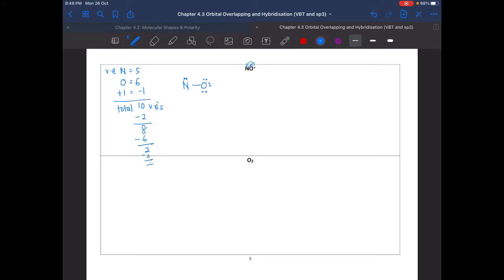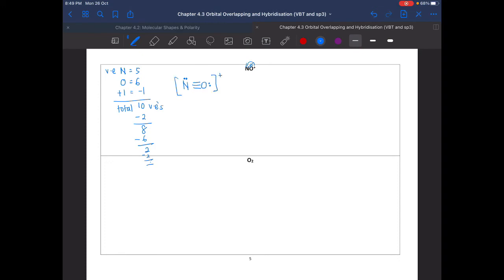But this nitrogen does not have an octet. So we need to use the lone pair to make it octet. We need to use the lone pair from oxygen. So we erase, then we form a double bond. 2, 4, 6, not yet octet. So we need to use another lone pair to form a triple bond. So this is the structure of NO plus.